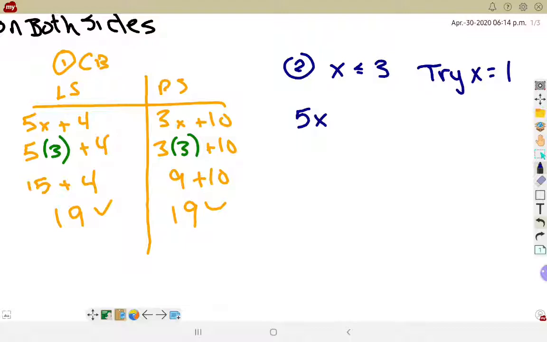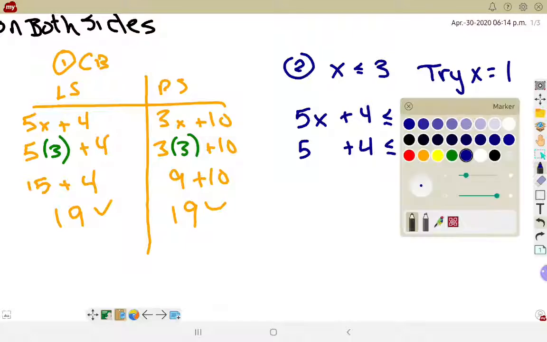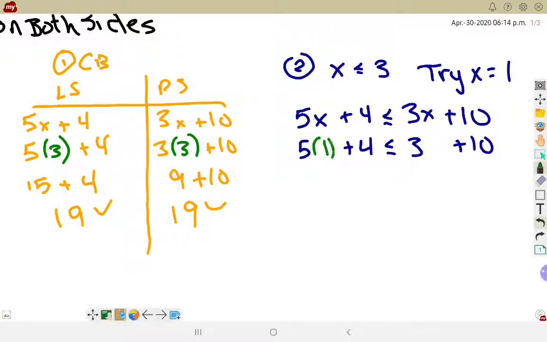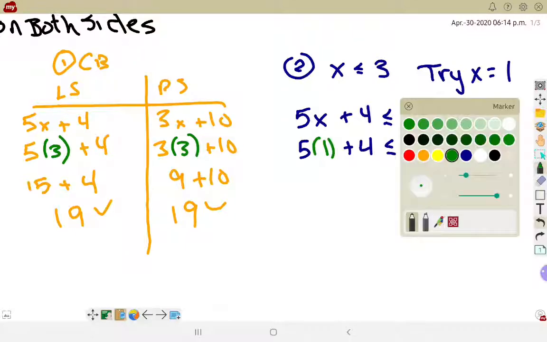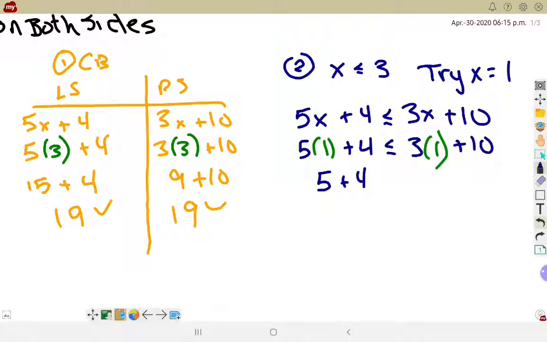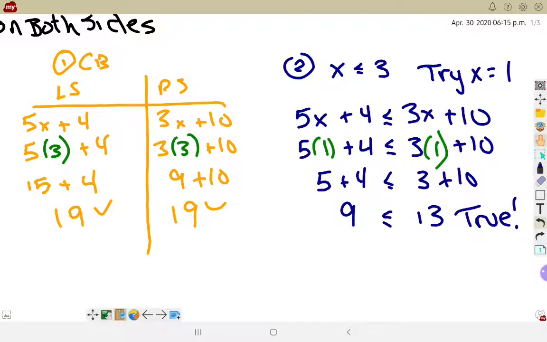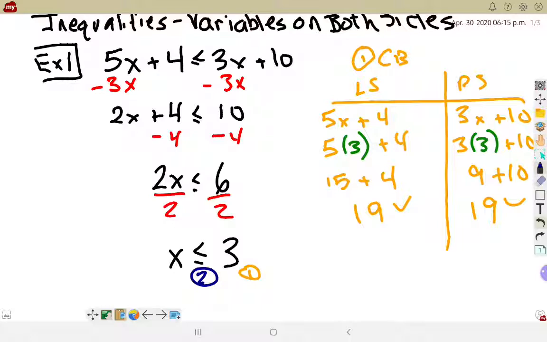We had 5x plus 4 is less than or equal to 3x plus 10. We want to see if this statement is still true. When we substitute in a value of 1 instead of x, because our solution says anything smaller than 3 should be true, this gives us 5 plus 4, which is 9, on the left-hand side. On the right-hand side, we get 3 plus 10, which is 13. And 9 is less than 13, so this is true. So we've verified that our inequality here was the solution to the inequality there.